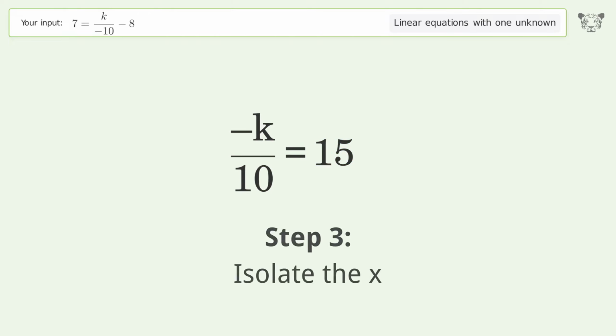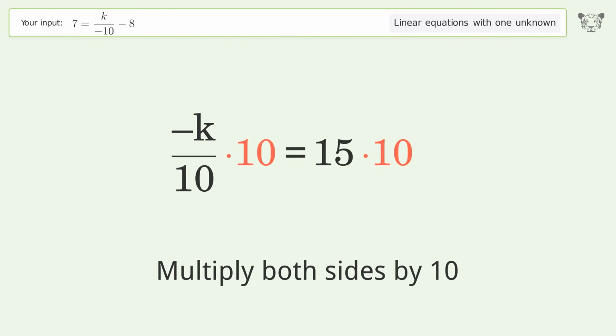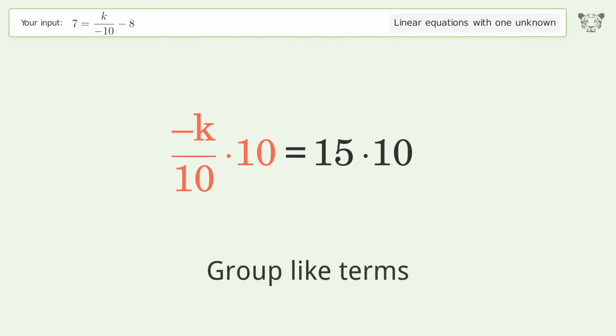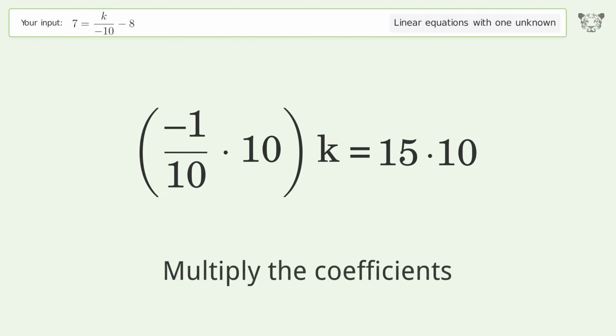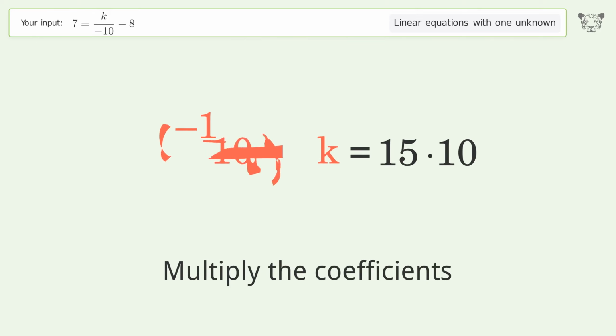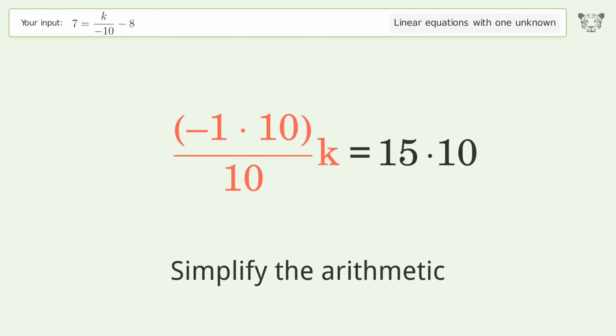Isolate the x. Multiply both sides by 10. Group like terms. Multiply the coefficients. Simplify the arithmetic.